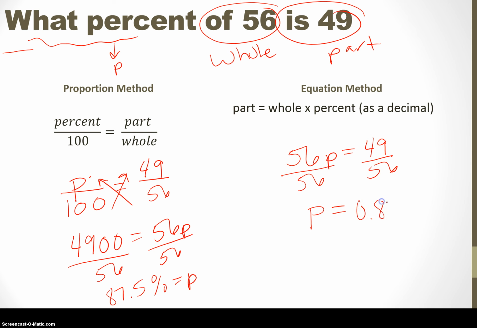So in this case, our decimal is 0.875. Remember that in the equation method, your percent is always a decimal until you convert it back. Move it 2 spots to the right, and you get 87.5%.